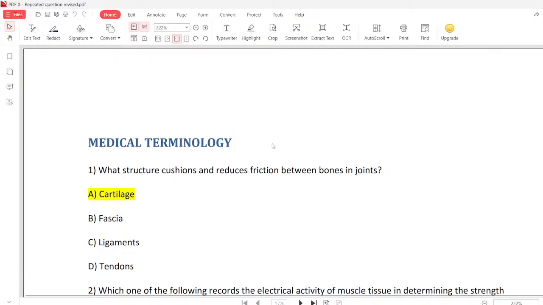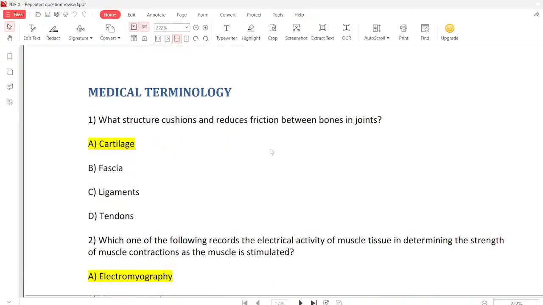First section is related to medical terminology. First question: what structure cushions and reduces friction between bones and joints? Here are the options: cartilage, fascia, ligaments, tendons. The right answer is cartilage. This is the correct answer.